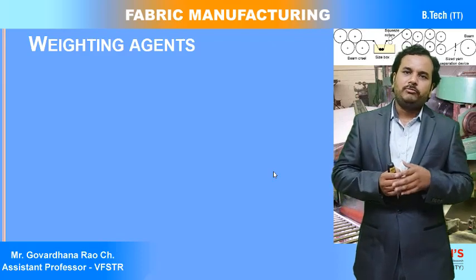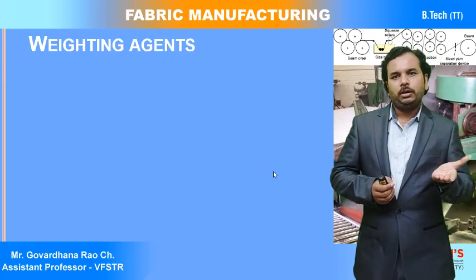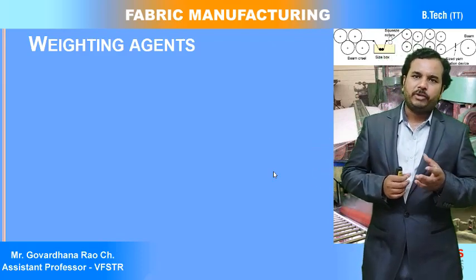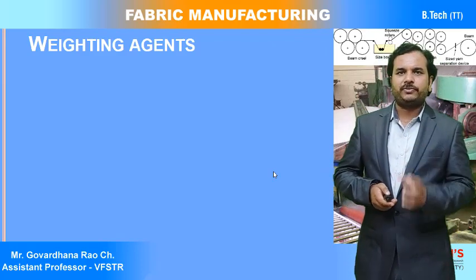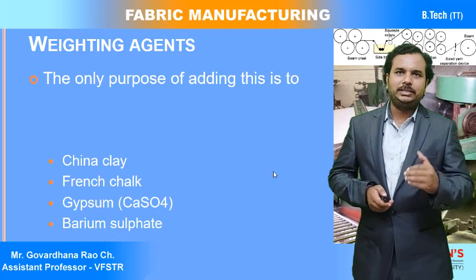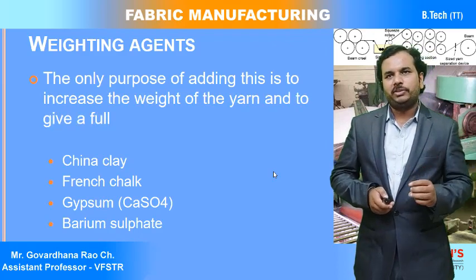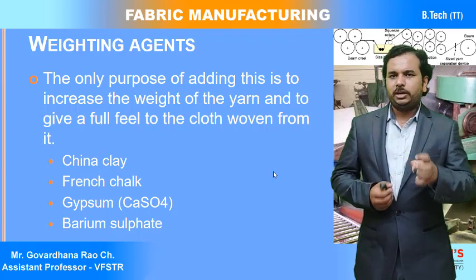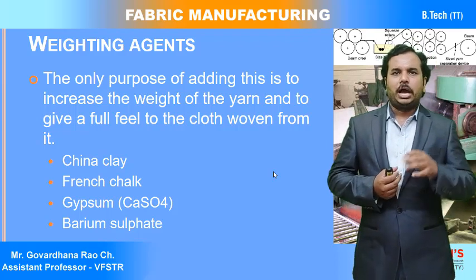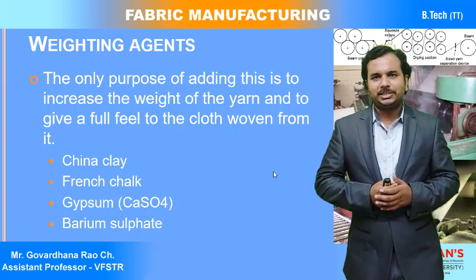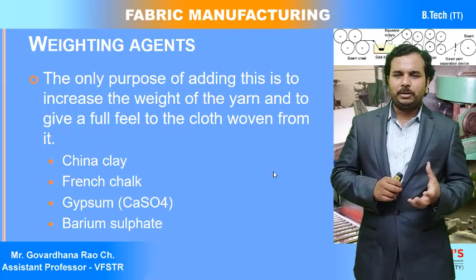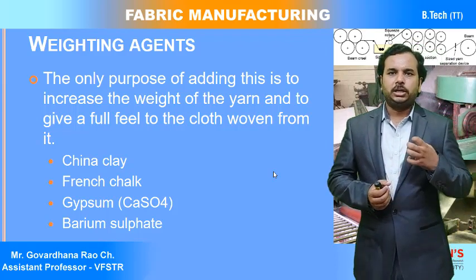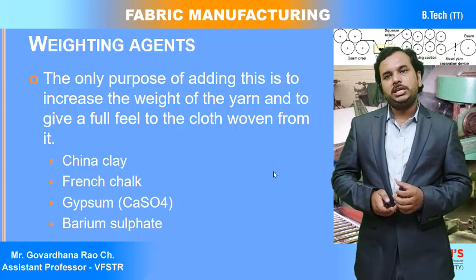If you compare two fabrics, with the weighing agents you can get more weight compared to without using the weighing agents in the size paste. The only purpose of weighing agents is to increase the weight of the yarn and to give a full feel to the cloth woven from it. So nothing but to just improve the weight of the fabric. The materials we use as weighing agents are china clay, gypsum, barium sulfate, and French chalk. These are a few materials I have given here as examples of weighing agents.